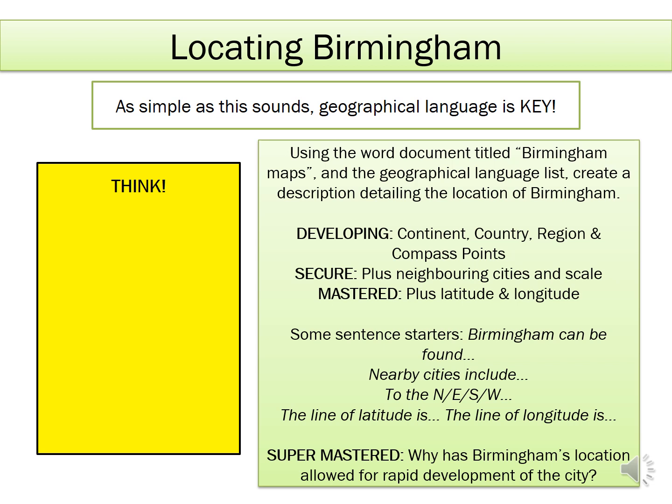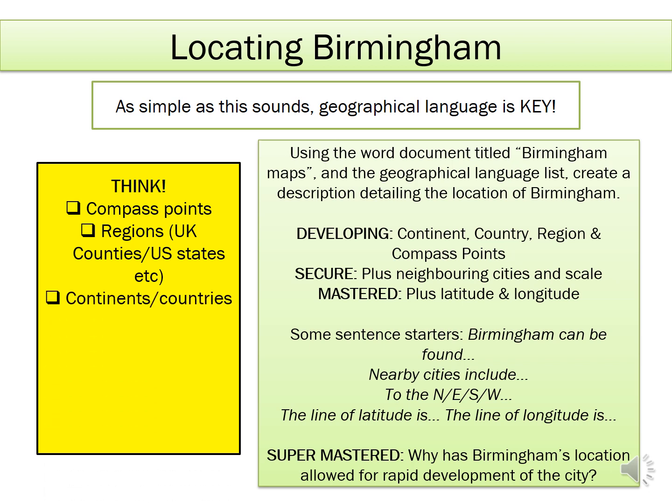If you look at the yellow box on the side, you need to include compass points, north, east, south and west, as well as northeast, southwest, etc., to make it more specific. You need to think about regions, so West Midlands and all those types of places in the UK. And if it was the wider world, like looking at the USA, you would think about the states. You need to think about continents and countries.